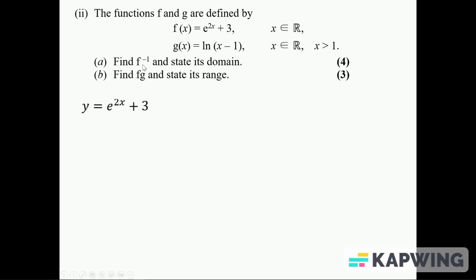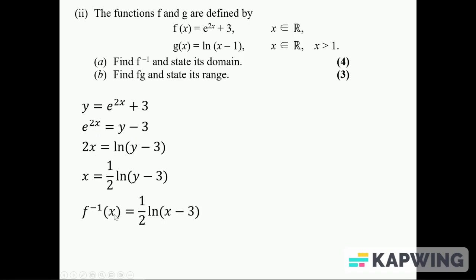Right, so the inverse, f to the minus 1. Start off with standard procedure, y equals e to the 2x plus 3. Take the 3 over, I've got to make it say x equals. So do the ln of both sides and then halve it. Make sure you write f to the minus 1 of x is a half ln of x minus 3 at the end.